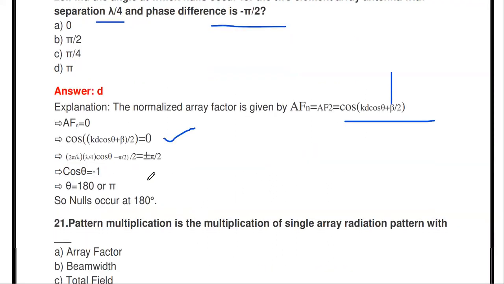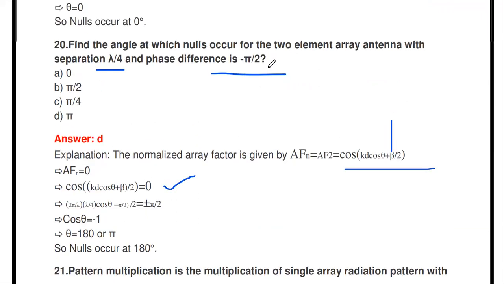After substituting, we get cos theta equal to minus 1. In which condition does cos theta tend to be minus 1? Theta equal to 180 degree. So the null occurs at 180 degree if the phase difference is minus pi by 2. If the phase difference is pi by 2 in a two element array, we get the null at 0 degree; if it is minus pi by 2, we get the null at the angle of pi. So the answer is pi, 180 degree.